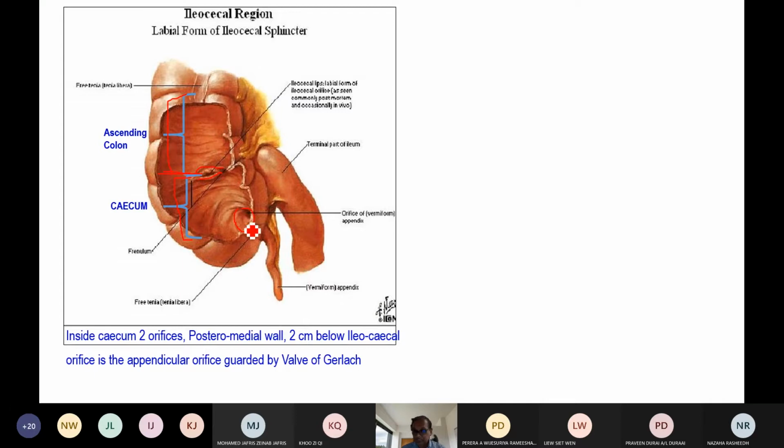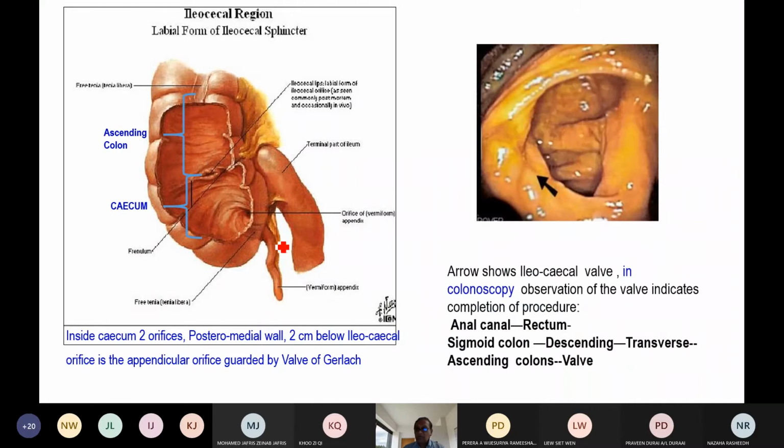And this opening of the appendix is guarded by a valve, but most of you are above 20, I think, so you don't have this valve. This valve is mostly found within 15 years or so, usually in adolescents. Later on in adulthood this valve disappears. From that the appendicular orifice starts, and this is the mesoappendix. So remember again the normal location of the appendix: 2 centimeter below the posteromedial wall of the cecum. It is dangling and mostly it is retrocecal. So one of the important things in the ileocecal junction is non-invasive investigation.